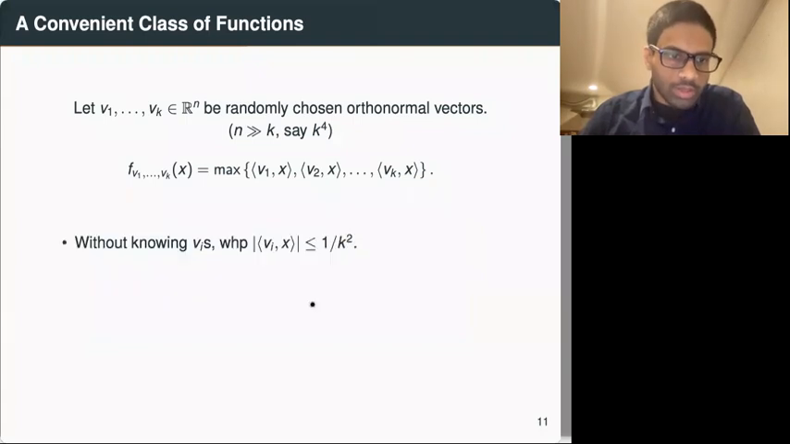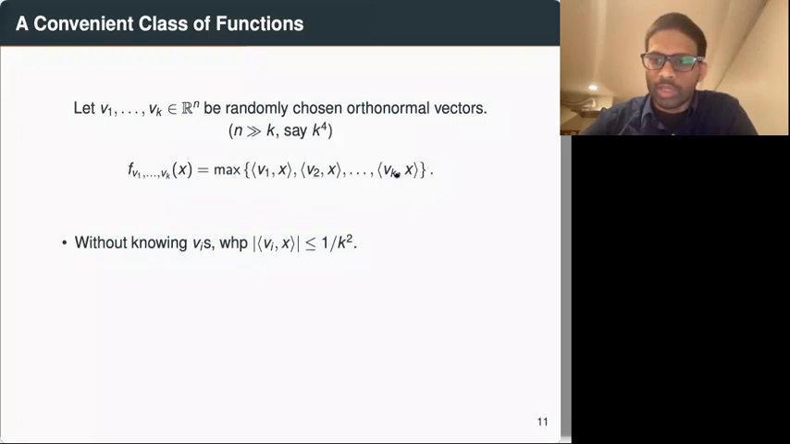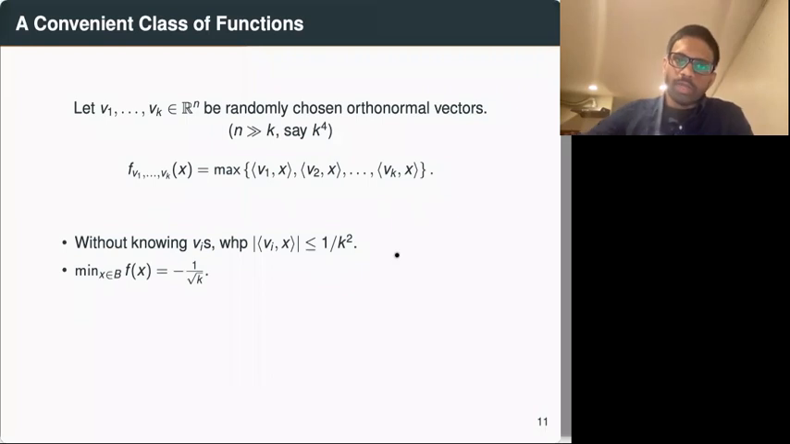And why is that helpful for us? Well, if we look at this problem, when I make my first query here, since I don't know what v1 to vk are, with high probability all of these entries are going to be really small. They're all going to be like 1 by k squared. And the actual minimum value that this function takes is minus 1 by square root k.